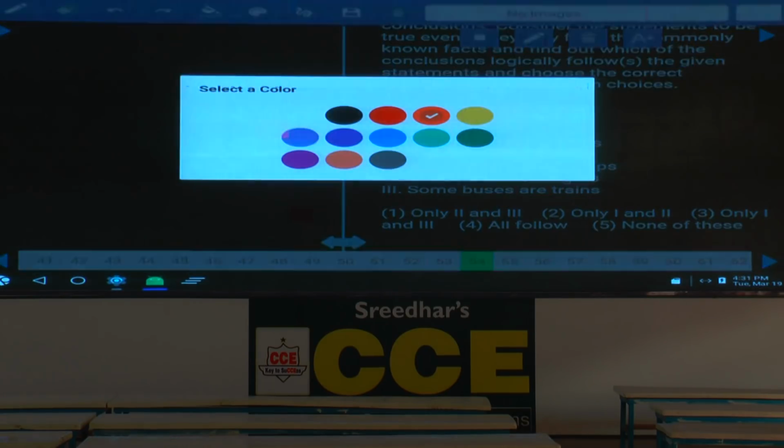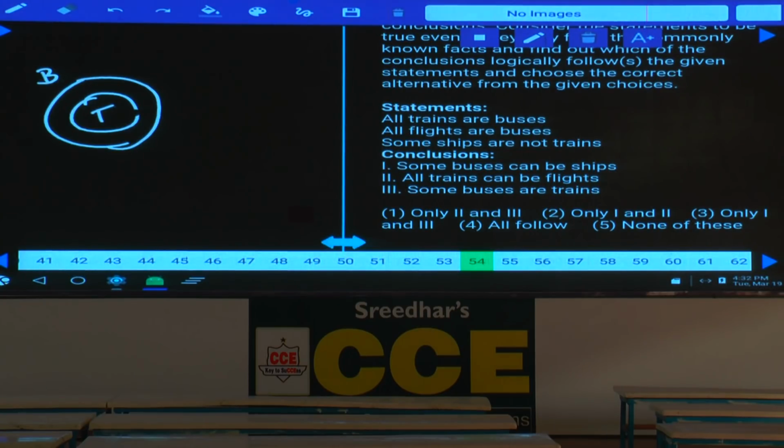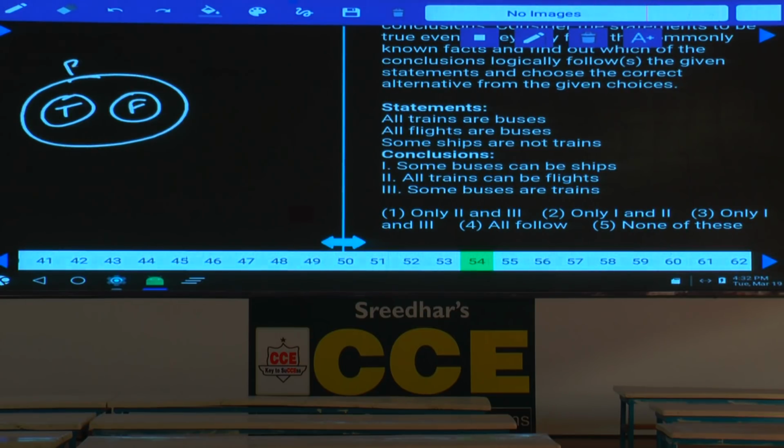Now in this 54, all trains are buses. All these trains are buses can be written like this, all trains are buses. Now all trains are buses, and these are the trains which are buses, and all flights are buses, all trains as well as flights. Train as well as flight, these are trains, these are flights, both these two are what? Both these two are buses. All trains are buses, all flights are buses, and next one, some ships are not trains.